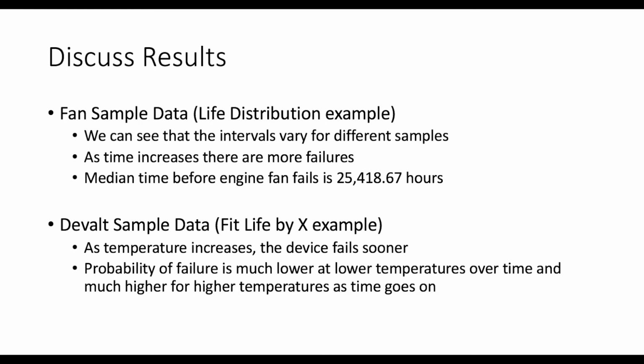These are the results of our two examples. For this fan sample data, with our life distribution example, we can see that the intervals vary for different samples. As time increases, there are more failures, and the median time before an engine fan fails is about 25,418.67 hours. For the default sample data, our fit life by X example, we can see that as temperature increases, the device fails sooner. The probability of failure is much lower at lower temperatures over time, and much higher for higher temperatures as time goes on. We can see that 40 degrees Celsius is the optimal temperature.